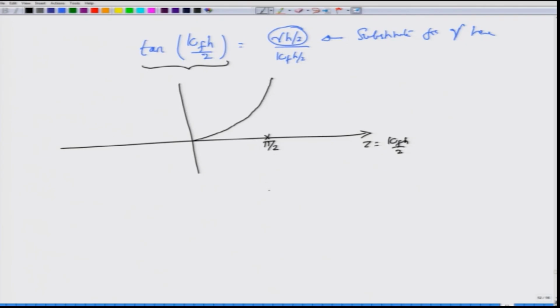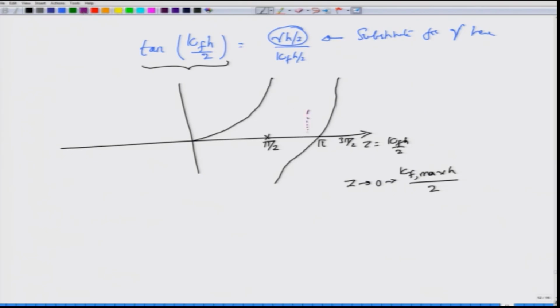Then of course, as you increase the value of kappa f h by 2 further, it starts at pi by 2, goes through 0 at pi, and then goes again to infinity at 3 pi by 2. This is pi, okay, and then you can keep moving. So, how far do I need to move? Well, I know what kappa f max is, correct. I know this kappa f max beforehand. So, all I have to do is take the argument z from 0 to kappa f max times h by 2, right.